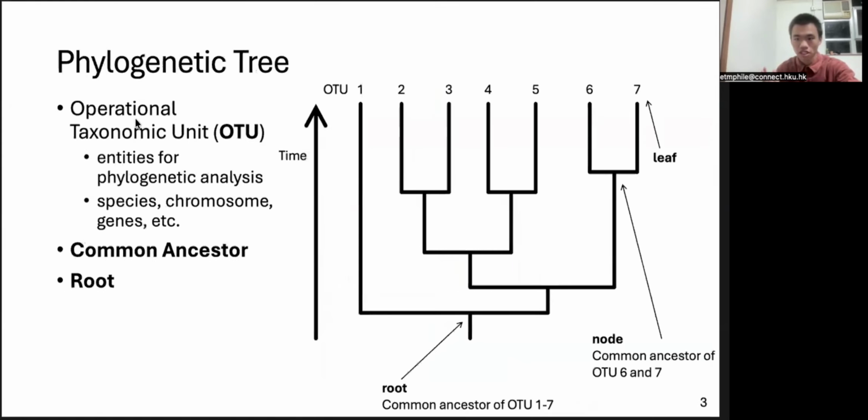When we talk about phylogeny, we need to know how to read one of its most important data representations, which is a phylogenetic tree. A tree represents evolutionary relationships among biological entities, such as species, genes, or proteins. We call them operational taxonomic units, or OTUs. Each leaf is an OTU. A node represents common ancestors of the OTUs above it, and a root is the common ancestor of all OTUs.